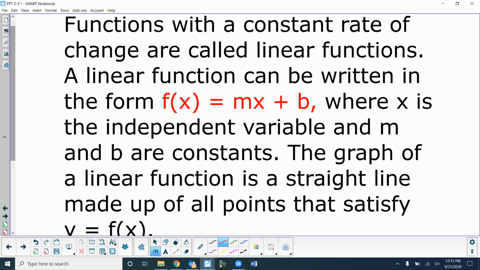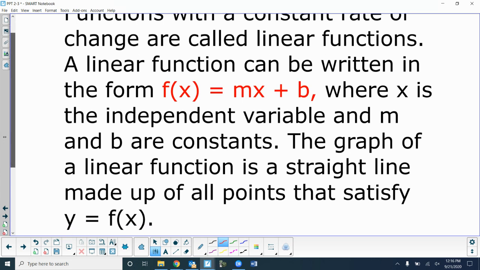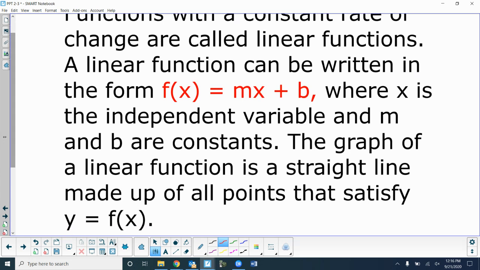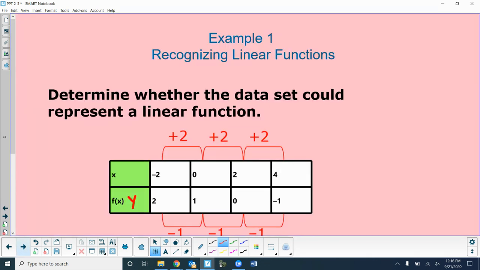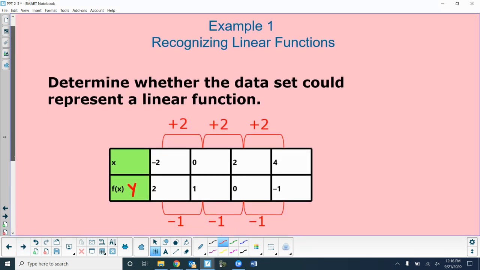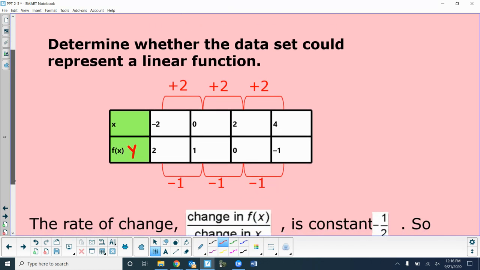So functions with a constant rate of change are called linear functions. A linear function can be written in the form f of x equals mx plus b. You're used to seeing y equals mx plus b, right? It's the same thing. X is the independent variable, and m and b are constants. The graph of a linear function is a straight line made up of all points that satisfy that equation. Okay?